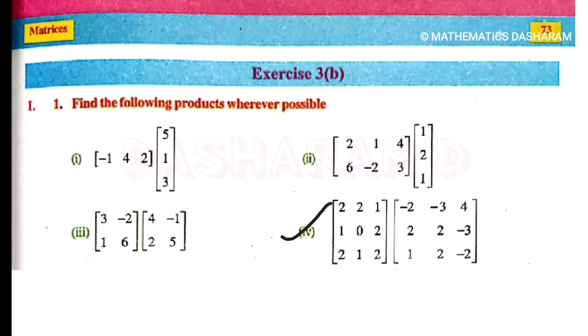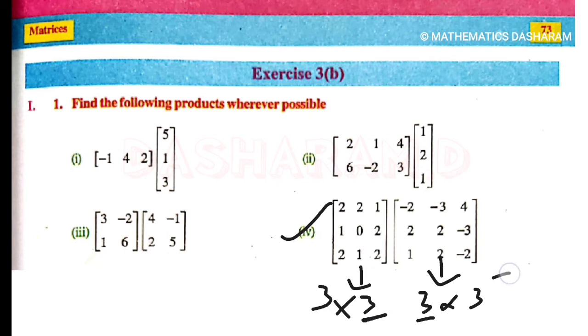Next, the fourth problem. See here, the first matrix order is 3 rows 3 columns. The second matrix order is the same, 3 rows 3 columns. So here the number of columns in the first matrix is equal to the number of rows in the second matrix, so the product is possible. And what is the order of the answer matrix? Here the extremes, 3 by 3.